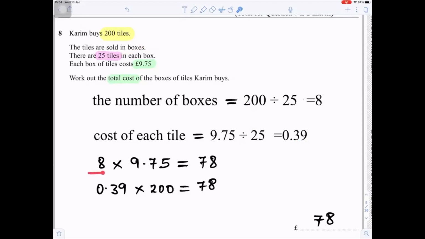So we can do 8 times £9.75. 8 boxes times the cost of each box gives you 78. Or you can do 39 pence times 200 tiles. It also gives you 78. So your answer is the total cost of the boxes of tiles Karim buys is £78.